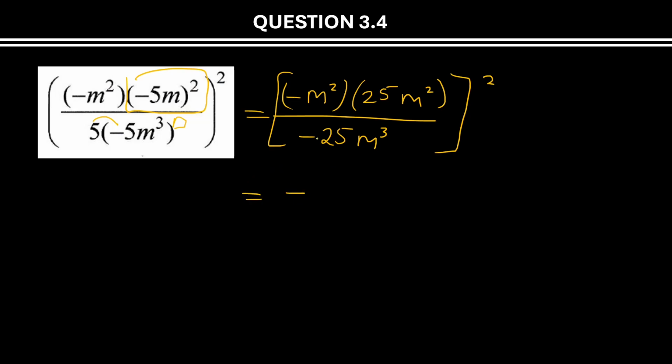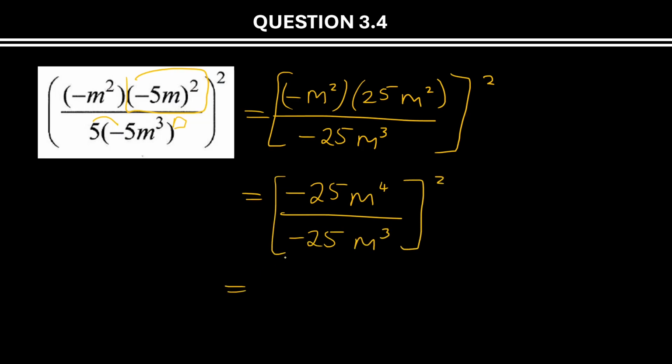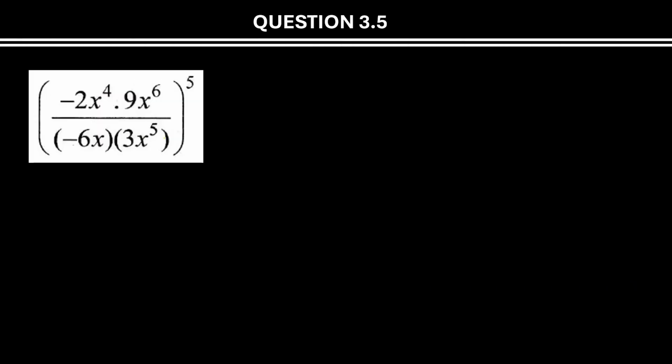Okay, next we can just multiply these two together. This is negative 1 times 25 is negative 25, then m to the power of 4, because it's that plus that, over negative 25 m to the power of 3, all squared. And then these two cancel, m to the power of 4 over m to the power of 3. So this is just going to become m, 4 minus 3, and that is then going to be m squared.